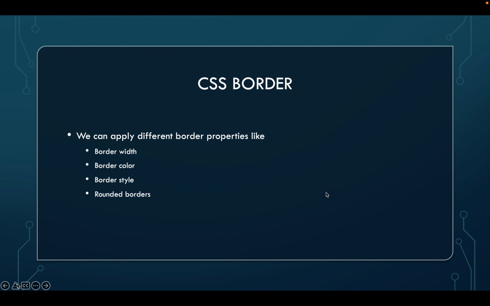Okay, now let's learn CSS borders. In every website or any web page, we will use CSS borders all the time. This is the common style we apply for every element, or most of the elements. So to apply border, we need to understand about four properties: border width, border style, border color, and rounded borders. So let's see that example.